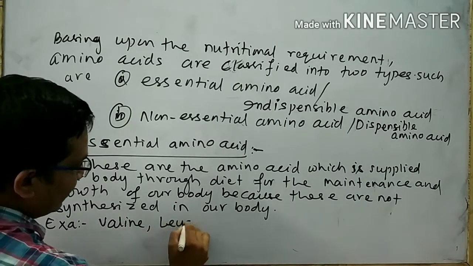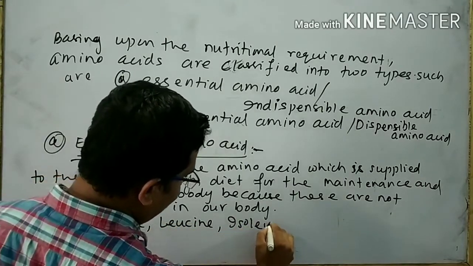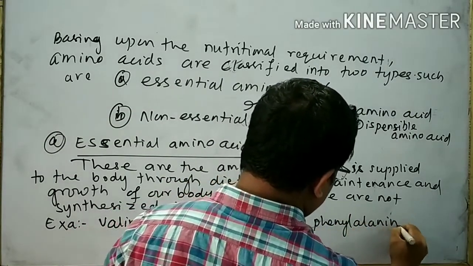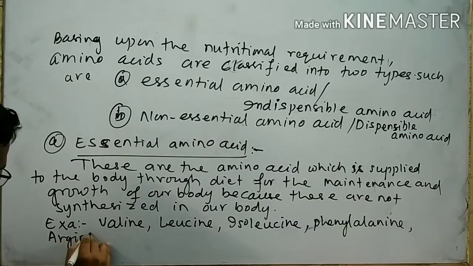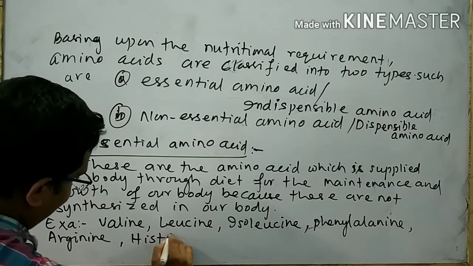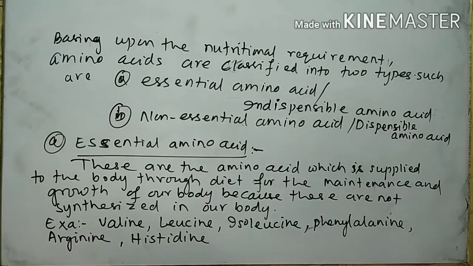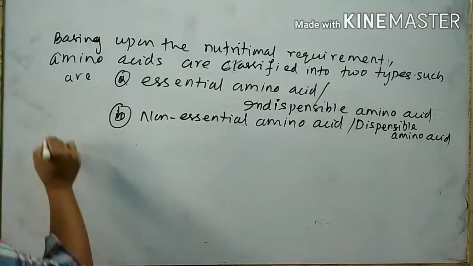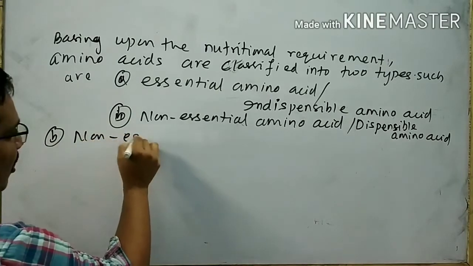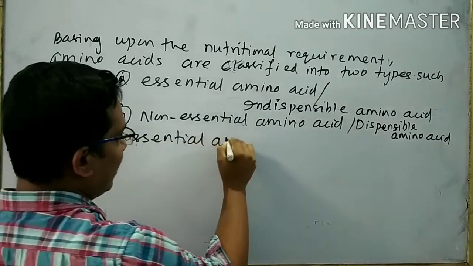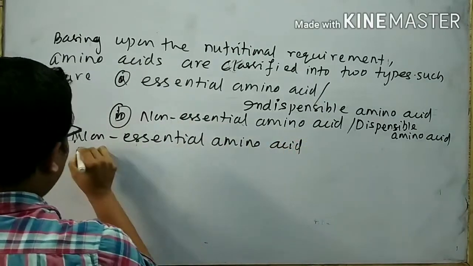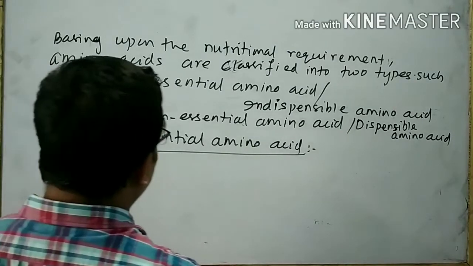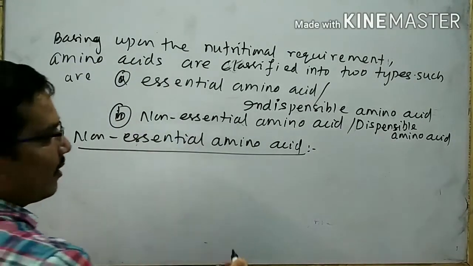The examples of essential amino acid are valine, leucine, isoleucine, phenylalanine, alanine, arginine, histidine. These are the examples of essential amino acid. This type of amino acid must be supplied to the body through diet. Next, I will discuss the non-essential amino acid. This type of amino acid is synthesized in our body, so it is not necessary to supply this type of amino acid to our body through diet.